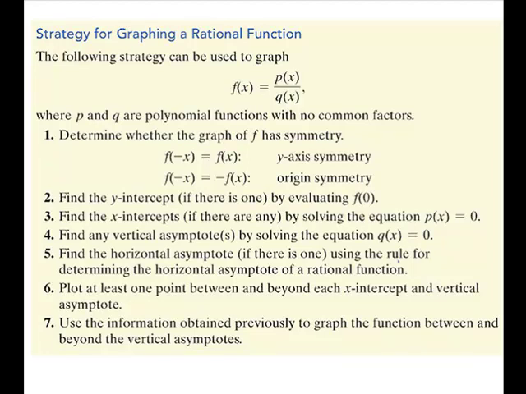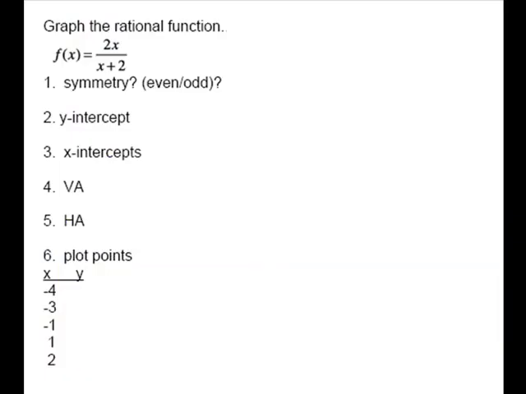Fifth, find any horizontal asymptotes. Sixth, plot one point between and beyond each x-intercept and vertical asymptote. And seventh, use the information obtained previously to graph the function between and beyond vertical asymptotes. So we're going to graph this function, 2x over x plus 2, and we'll try to go through these steps.